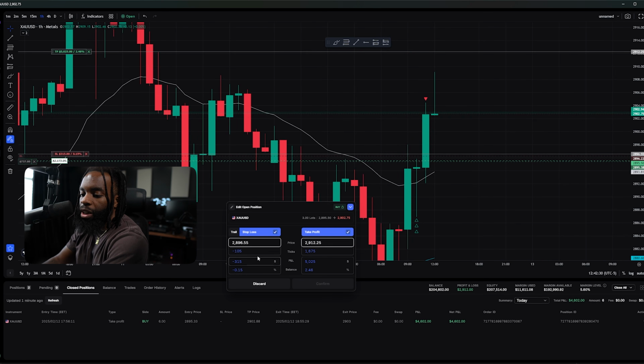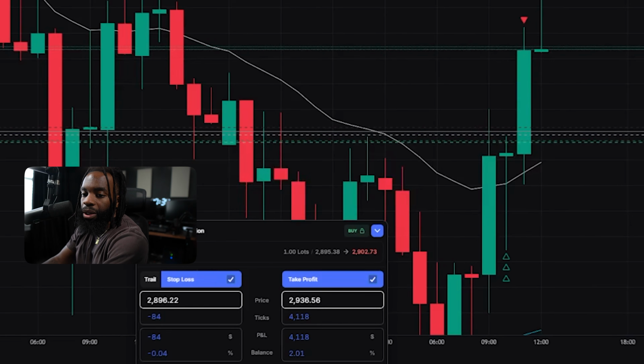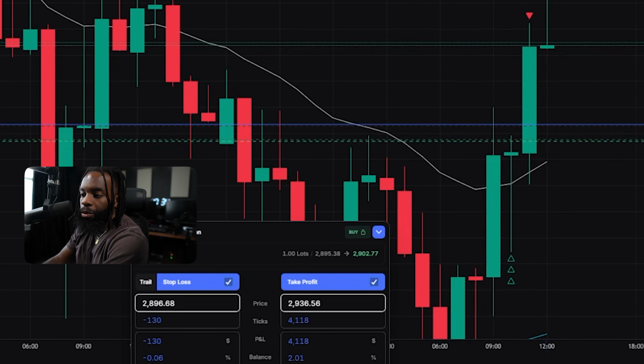Nothing crazy, but some profit. If this trade goes left, we end up making not negative 315. It's just weird how they have it figured. We end up making 300 bucks, and with the other trade, we end up making $84. We can go up maybe 130.